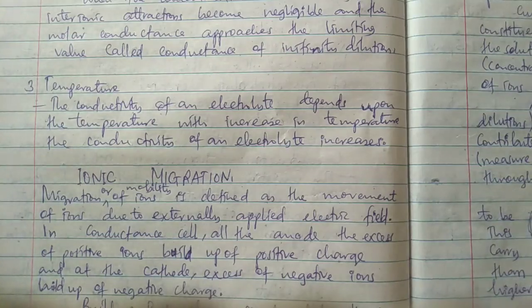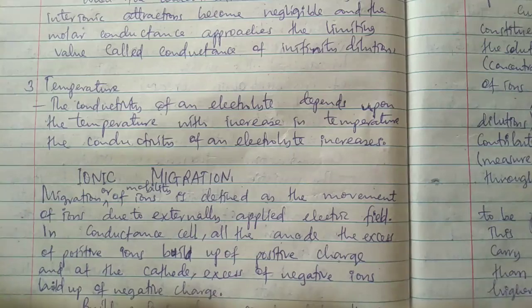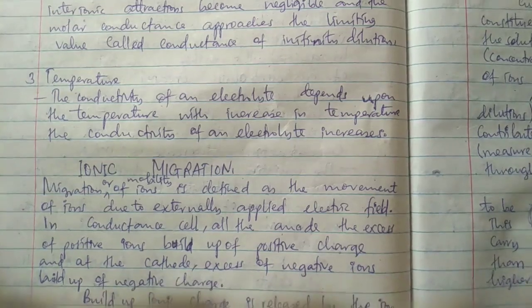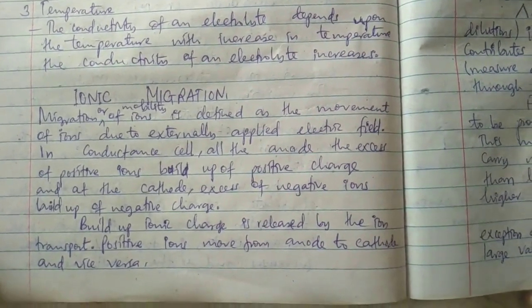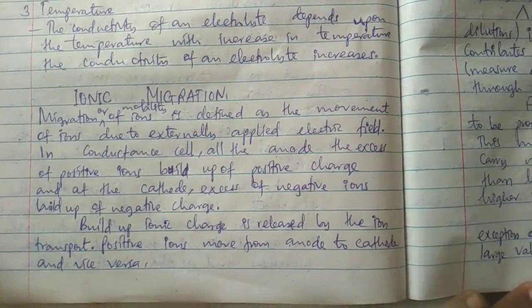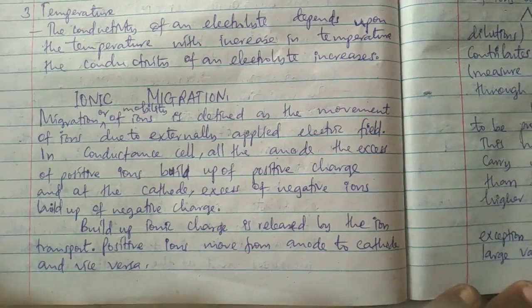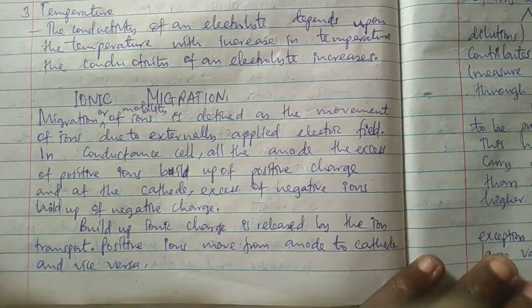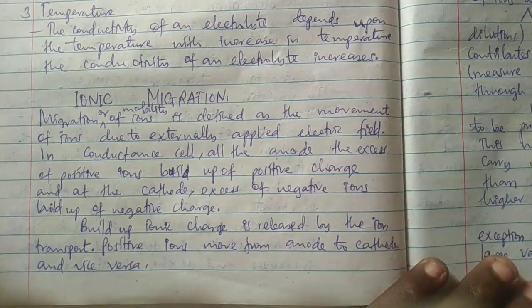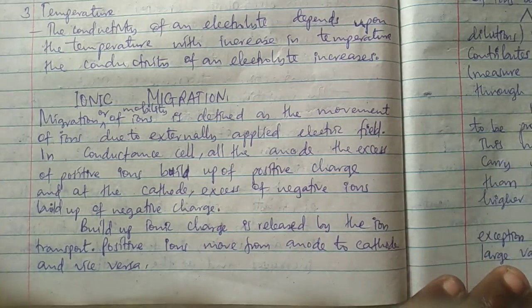Now to discuss ionic migration. You can say that we are studying ionic migration again as we discuss it. This part is very important. There are concepts we will discuss that we have not covered before. Migration or mobility of ions is defined as the movement of ions due to the externally applied electric field.